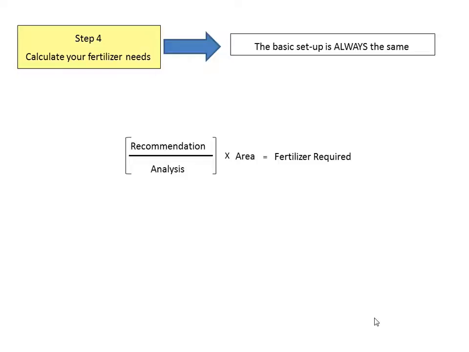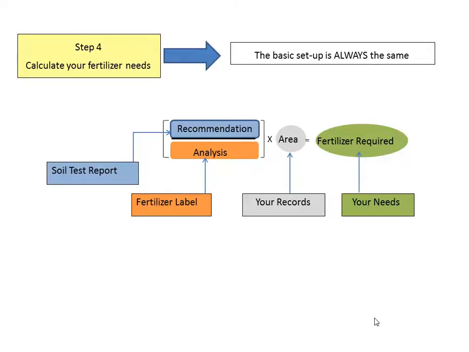It's a very, very straightforward calculation, okay? And it's all the more straightforward because we give you the recommendation. The analysis is on the fertilizer label. You presumably know how big your fields are. And then what you get is this green one, what you require. Okay? So it's fairly straightforward. And the nice thing is that the units that the soil test lab reports your fertilizer needs in are the same as are on the label.